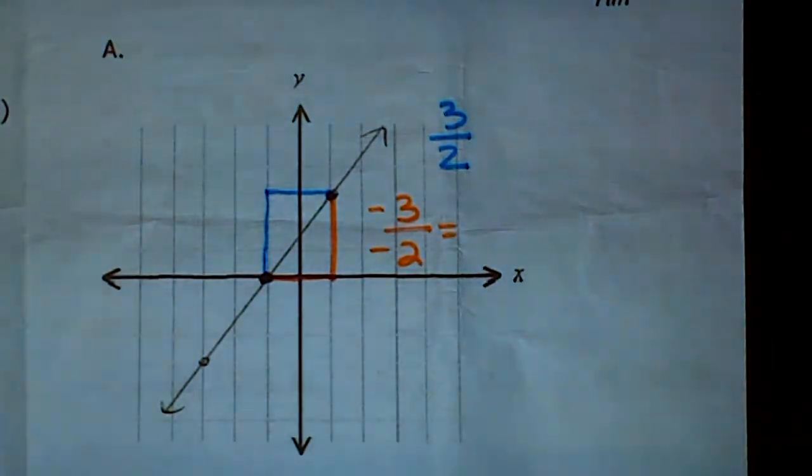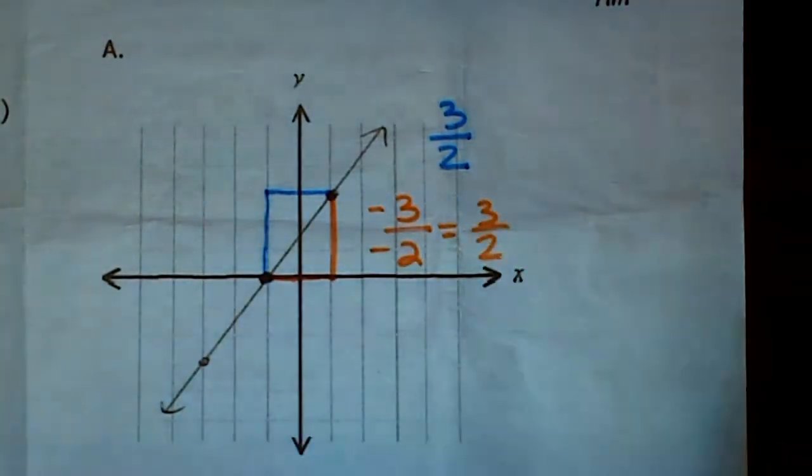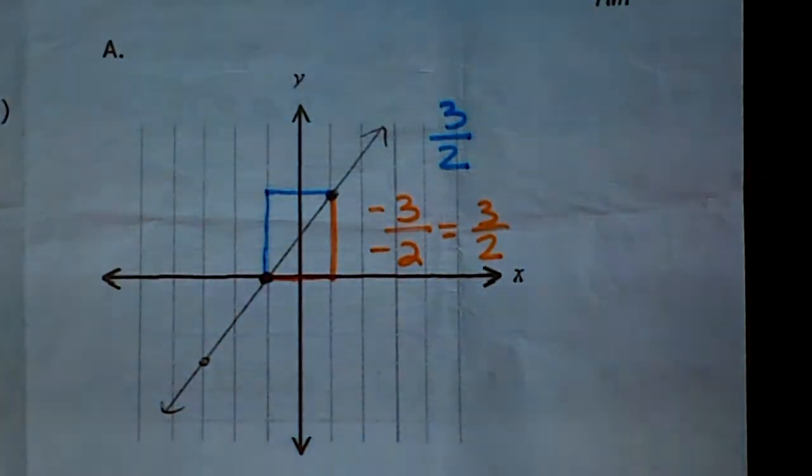And guess what a negative divided by a negative is? Because that's a division problem. Isn't it a positive? So a -3 over a -2 will still simplify to 3/2. So it really doesn't matter what direction you move, they will all simplify to the same thing.